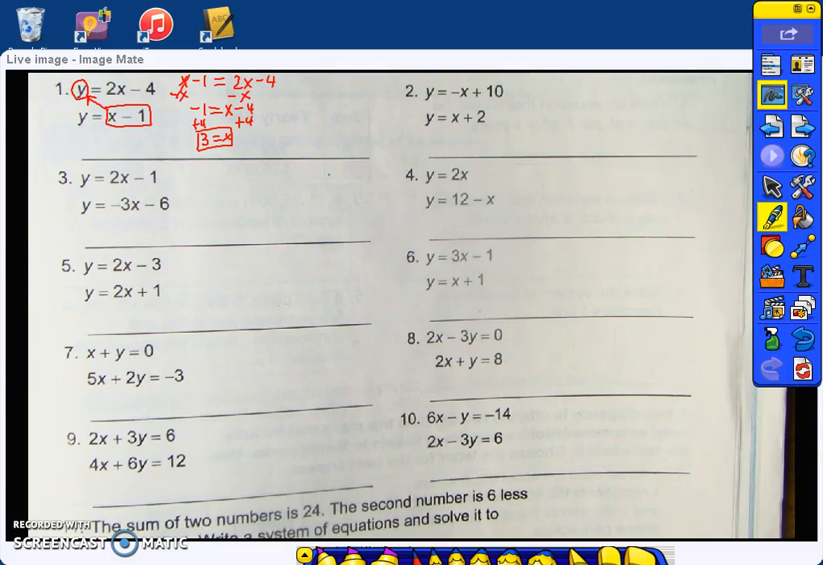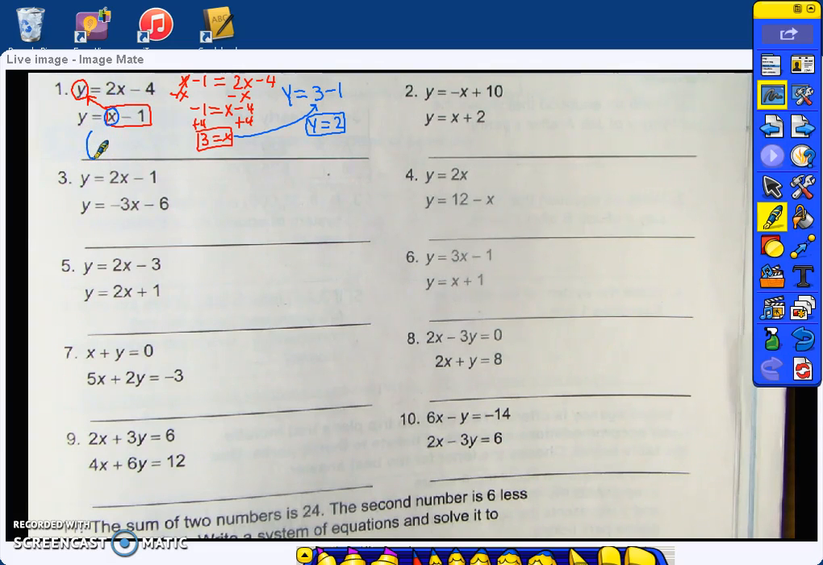Your second step is to take the value of 3 and you're going to plug that into one of the equations. It doesn't really matter which one you plug it into. So I'm going to plug it in right here for x. y equals x minus 1. So y equals 3 minus 1. 3 minus 1 is 2. So y equals 2. And if I had plugged it into this one, I would have gotten 2 times 3 is 6, and 6 minus 4 is 2. So I still would have gotten the same thing.